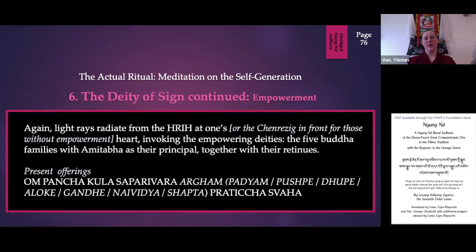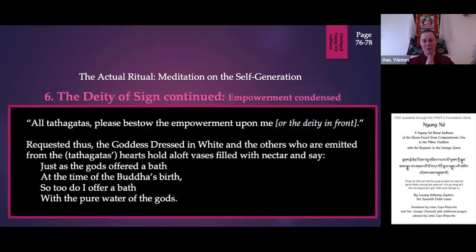Again, light rays radiate from the Hri at Chenrezig's heart, invoking the empowering deities, the five Buddha families with Amitabha as their principal, together with their retinue. Om Panchakula Sapare Varya Gyam Padyam Purpe Duape Aloke Gande Nude Chapta Pratisa Soha. All Tathagatas, please bestow the empowerment upon me.